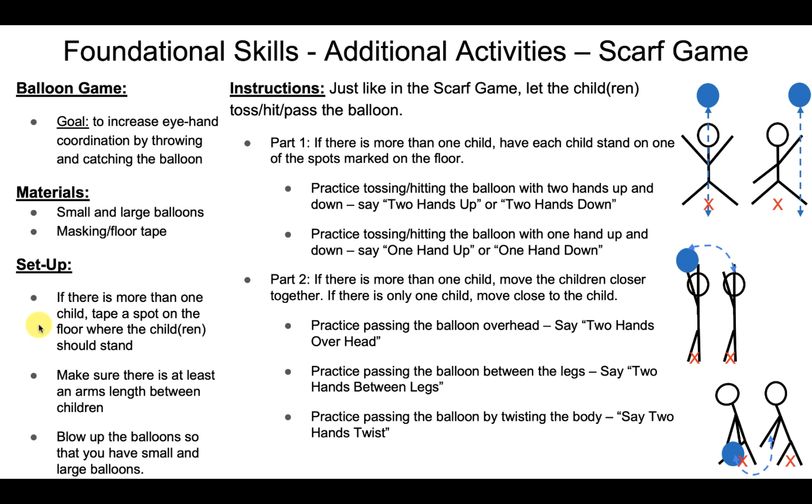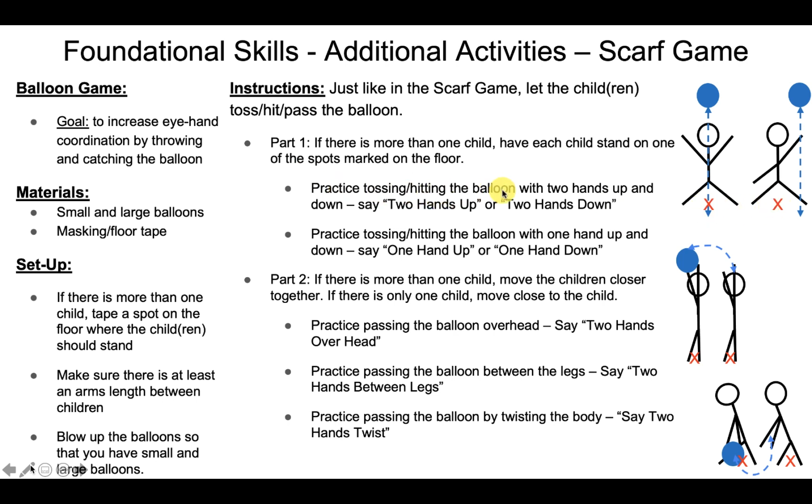For the setup, if there's more than one child, tape a spot on the floor where the child or children should stand. Make sure that there's at least an arm's length between each of the children. Blow up the balloons so that you have small and large balloons. For the instructions, they say, just like in the scarf game, let the children toss, pass, or hit the balloon. For part 1, if there's more than one child, have each child stand on one of the spots marked on the floor. Here it's marked as red X's.